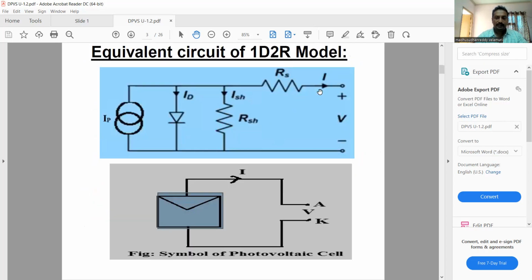So this is about the V now. V plus I into RS gives the voltage across the resistance RS, which gives the voltage across the diode, which gives the voltage across the photocell. Okay, understood? So V plus I into RS. So that's why.